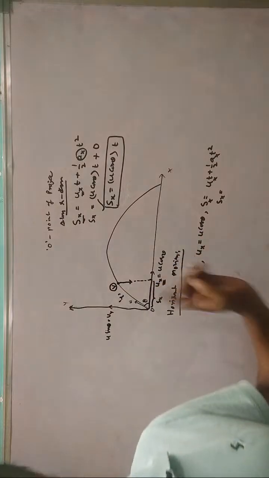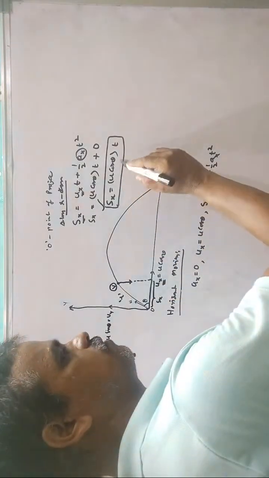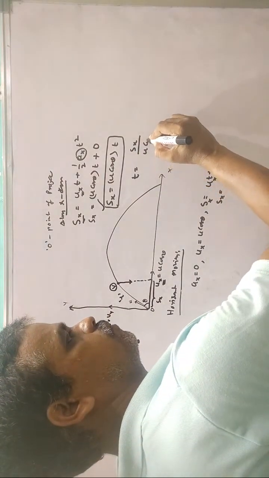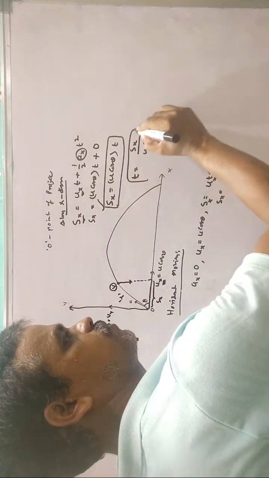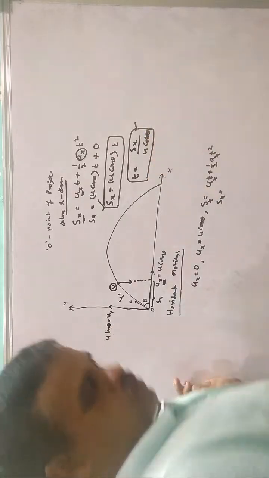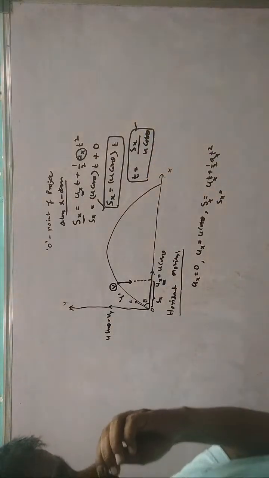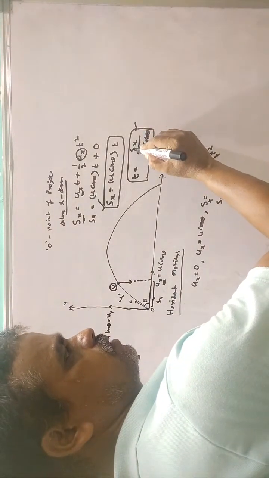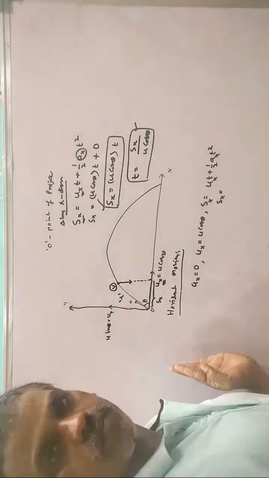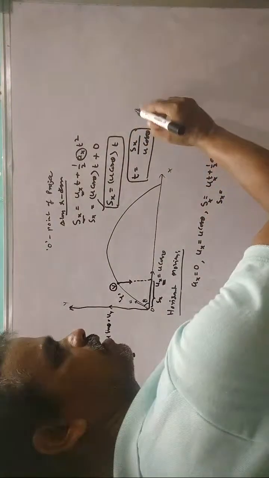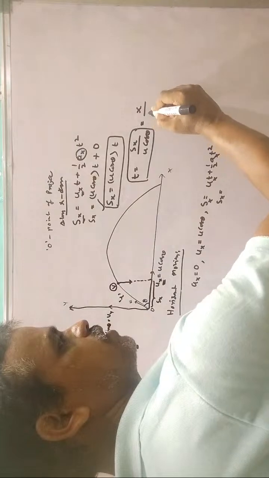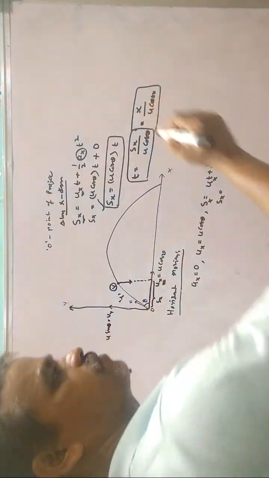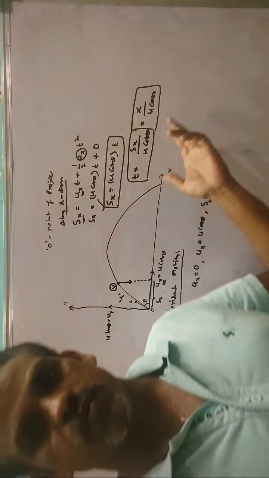Okay, we just copy it. From this, time equal to sx by u cos theta. The sx means displacement along the x direction. So we can also say displacement along the x direction, x by u cos theta, whatever it is convenient for you. Which is convenient, you can use that one.